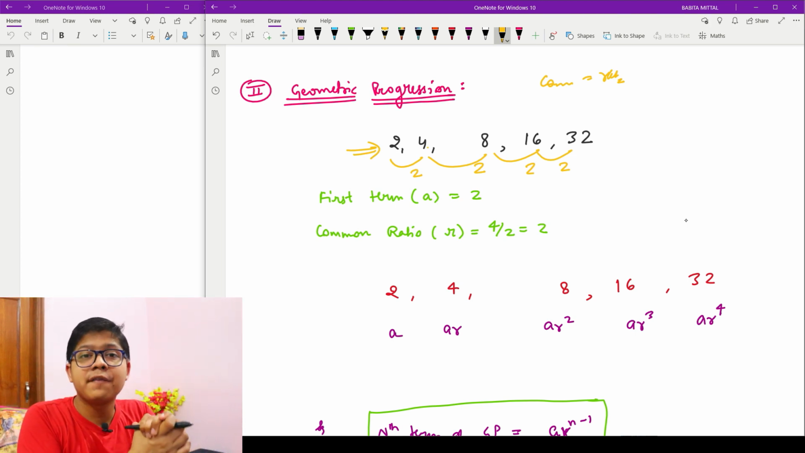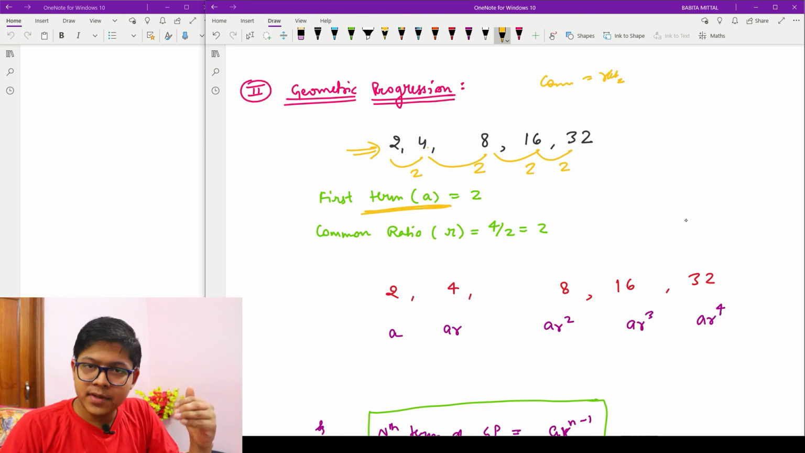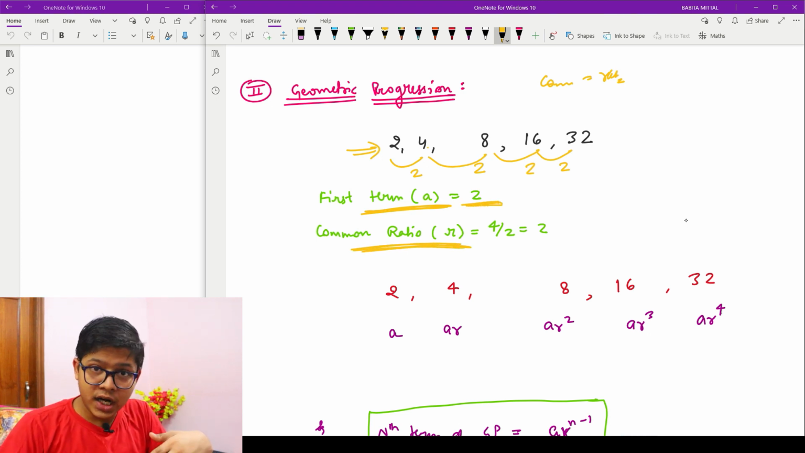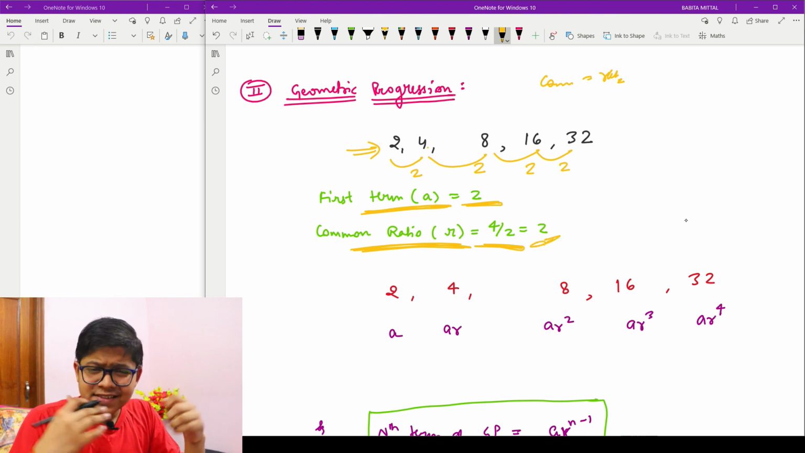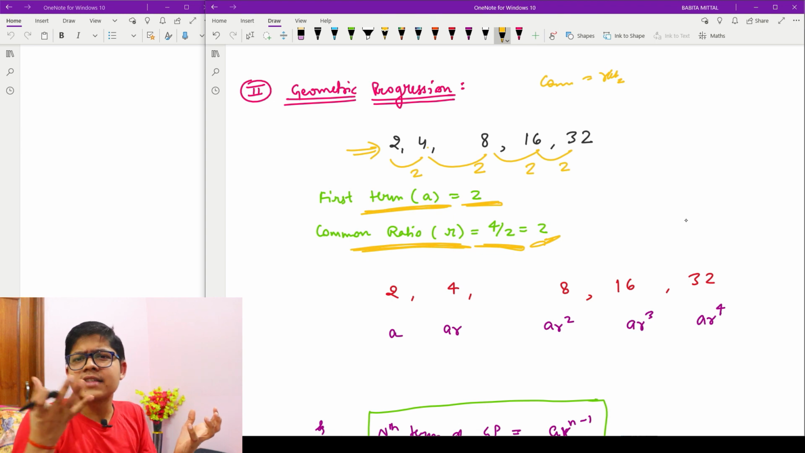So in here, we have first term and common ratio. So the first term will be nothing but represented by A. It is 2 right here, and the common ratio R is nothing but 4 upon 2, which is actually 2. So as we derived the above formula, we have the series as 2, 4, 8, 16.